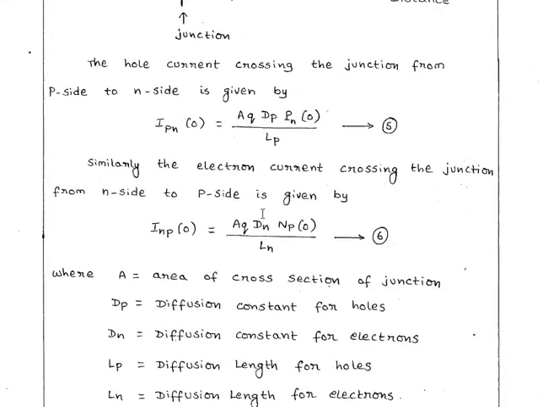So here A means area and Q means charge. A means the cross-section area of the junction and Q means charge, that is 3 into 10 power minus 9, and Dp means the diffusion constant for holes. Similarly, Dn means the diffusion constant for electrons. And Lp is the diffusion length for holes. Ln means the diffusion length for electrons.